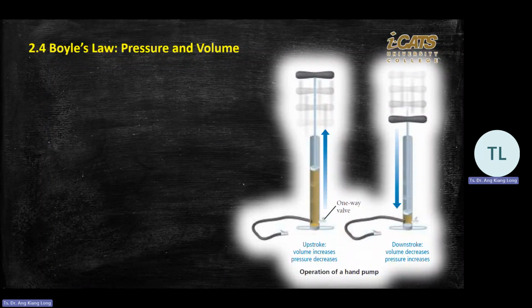Okay. What we covered before 2.4 is the conversion of pressure. 1 ATM equal to what? Now we start with the laws, which means you come with the equation. So first we start with Boyle's law. Boyle's law relates P and V, pressure and volume.